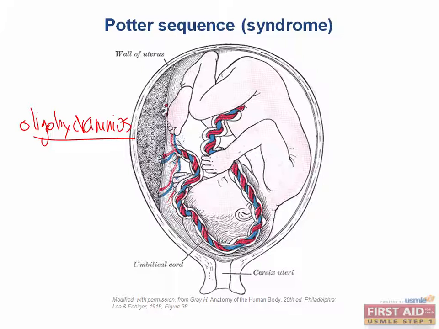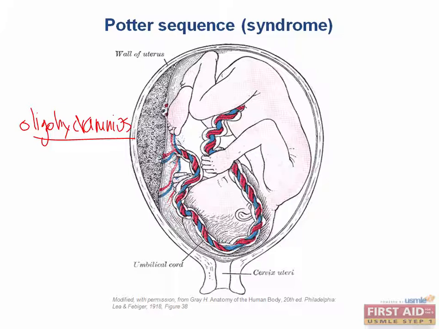Can you think of some possible causes of Potter syndrome? Autosomal recessive polycystic kidney disease, posterior urethral valves, and bilateral renal agenesis. So what's the common theme among all these conditions? Correct. The inability of the fetus to produce urine, which leads to oligohydramnios.